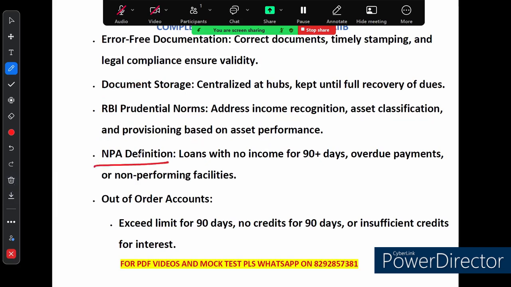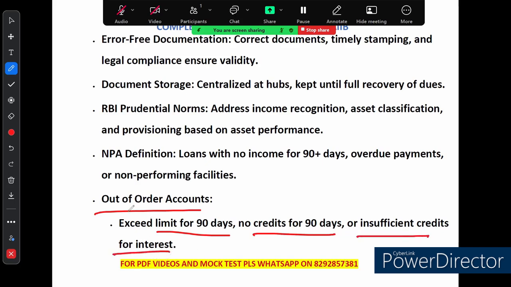There is something called the NPA definition. What is NPA? NPA means non-performing asset. It is a loan where no income has been received for over 90 days, payments are overdue, and/or the loan is not performing, right? So that is called NPA. Now, there is some type of account which is called out of order. An out of order account happens if the loan exceeds its limit for 90 days and there is no credit for 90 days, or the credit is not enough to cover the interest. So this is called an out of order account.